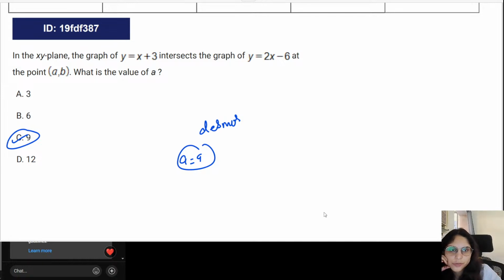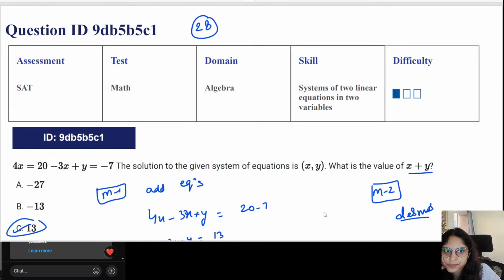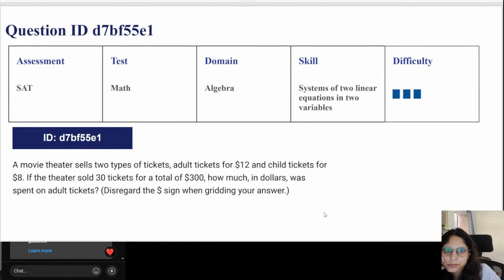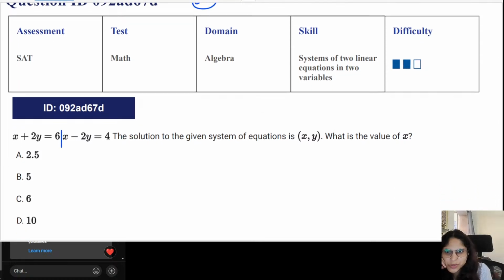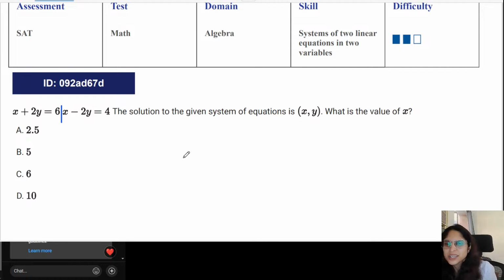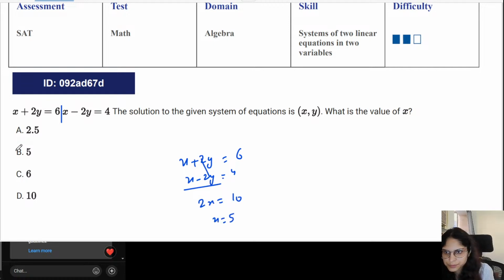Next is question number 34. So x plus 2y is equal to 6, x minus 2y equals 4. It's also easy if you directly add them, you will get your answer. 2x is 10, x is 5. Or you can use Desmos as well.